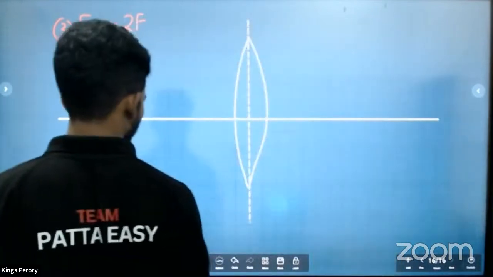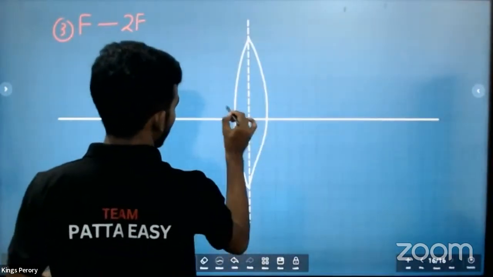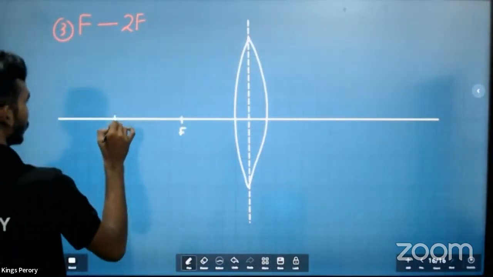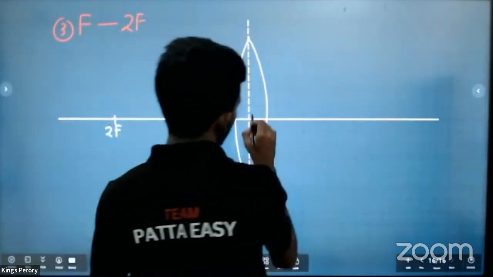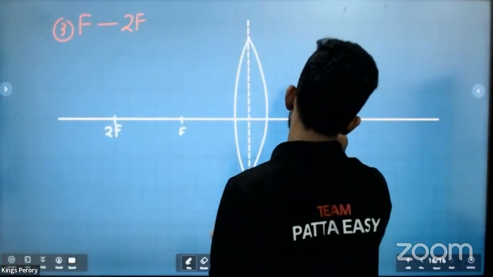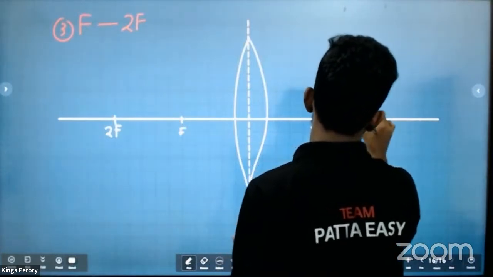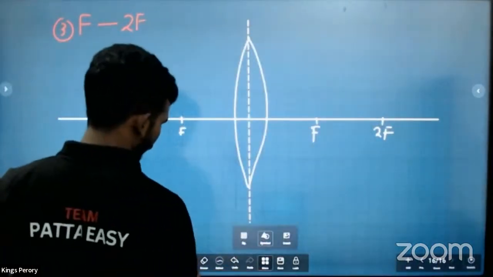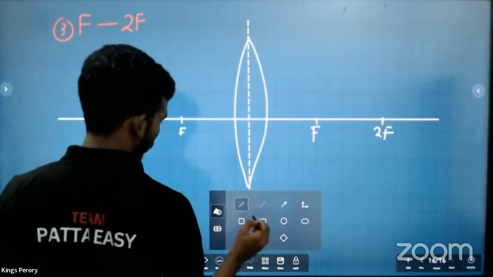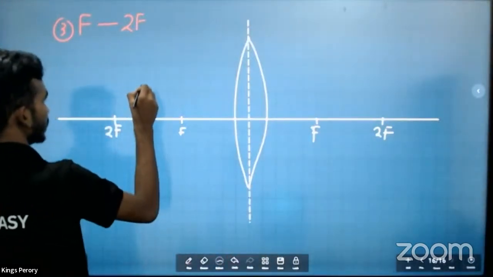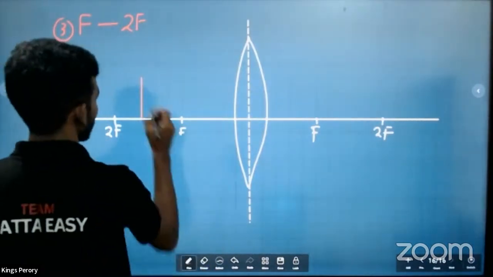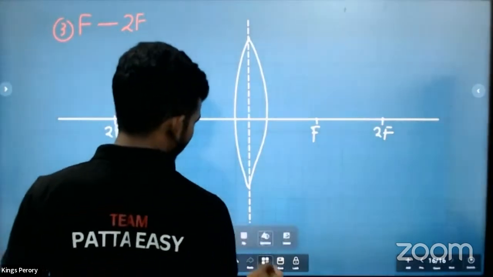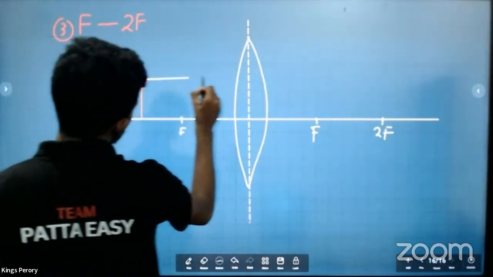That's your principal axis. 1, 2, 3, 4, 5, F. 1, 2, 3, 4, 5, 2F. 1, 2, 3, 4, 5, again another F. 1, 2, 3, 4, 5, 2F. Object between F and 2F, somewhere here I will keep. That is your object.